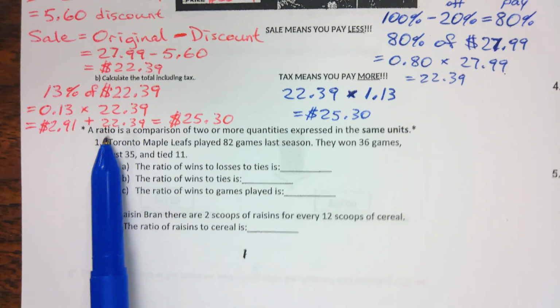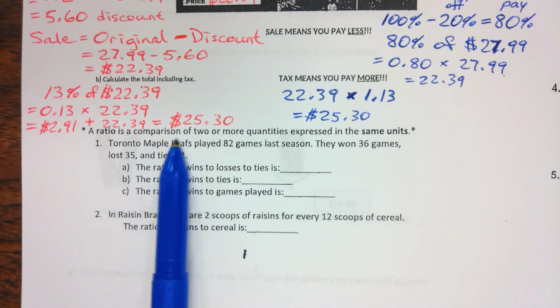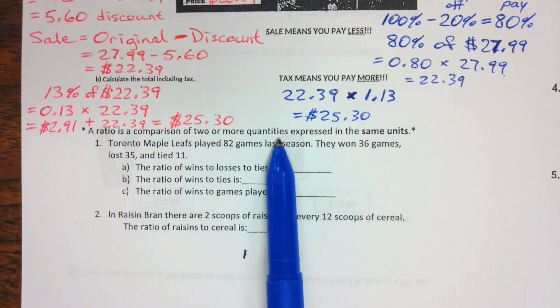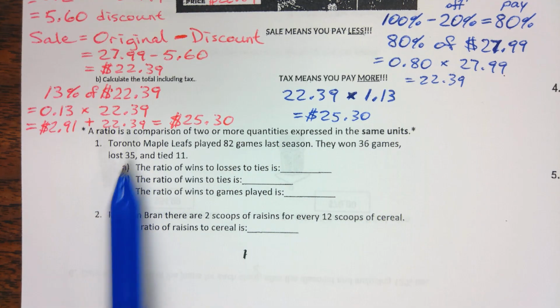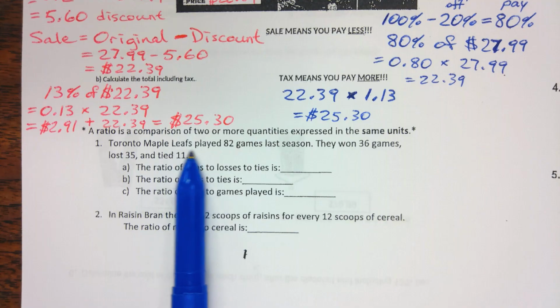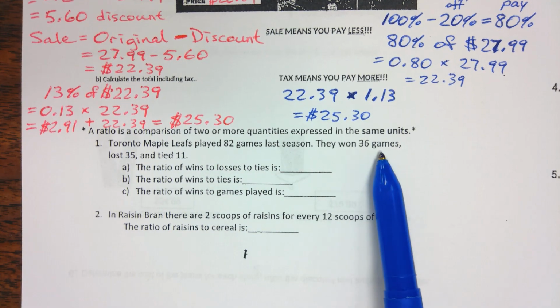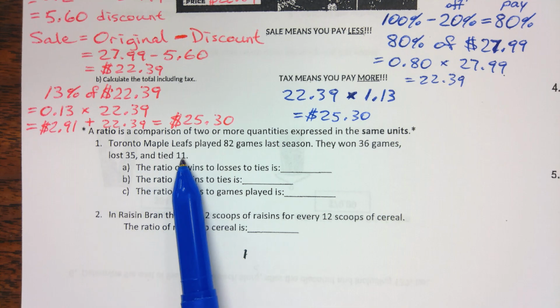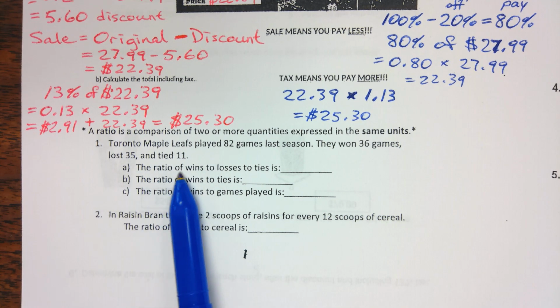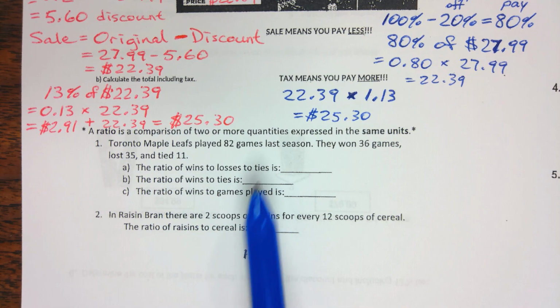Okay, one last example. A ratio is a comparison of two or more quantities expressed in the same unit. So let's say the Toronto Maple Leafs played 82 games this last season. They won 36 games, lost 35, and tied 11. Write the ratio of wins to losses to ties.